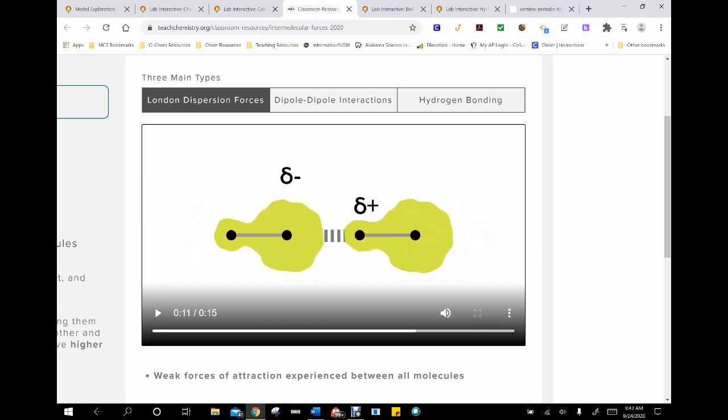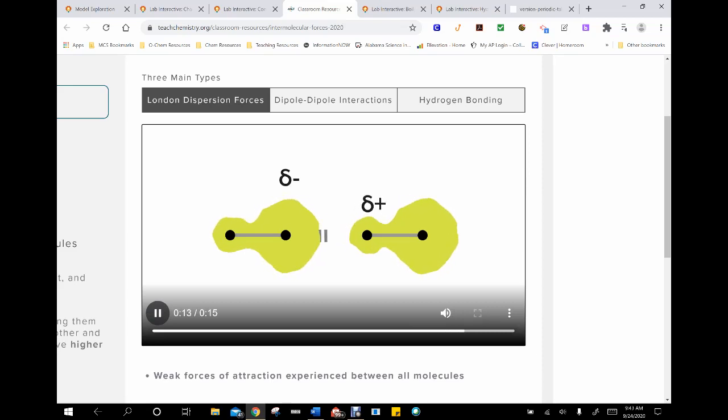This is similar to what you talked about with polarity, where one of the atoms has greater electron density, so it's going to be more negatively charged. Another one of the atoms has less electron density, so it will be more positively charged. And this is due to them getting close enough to temporarily shift their electron clouds to create just a moment of attraction.